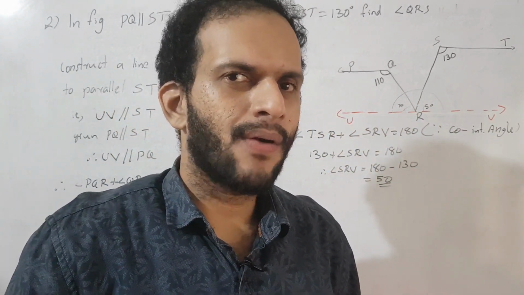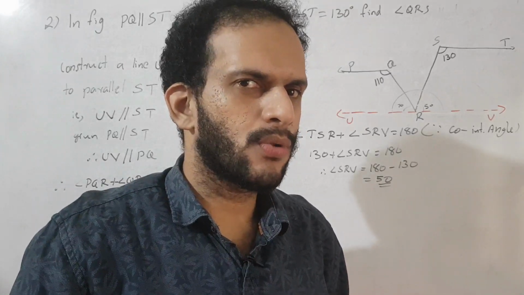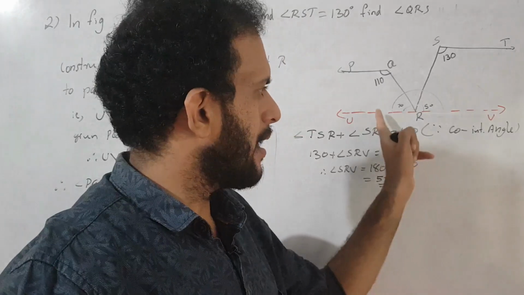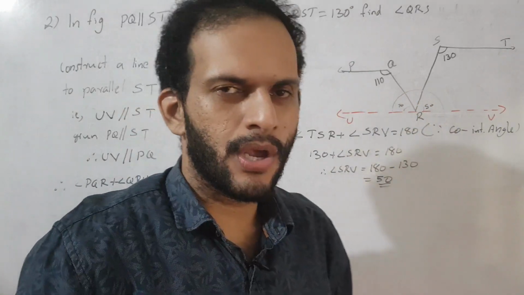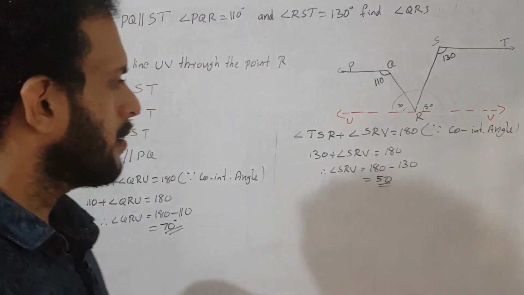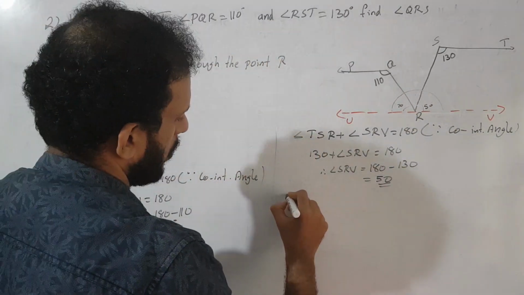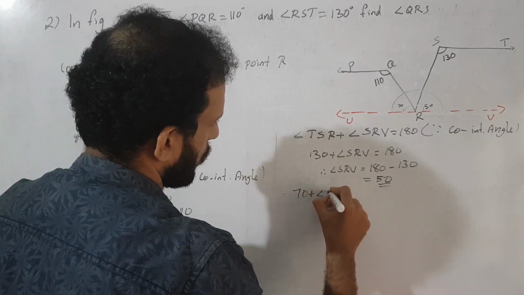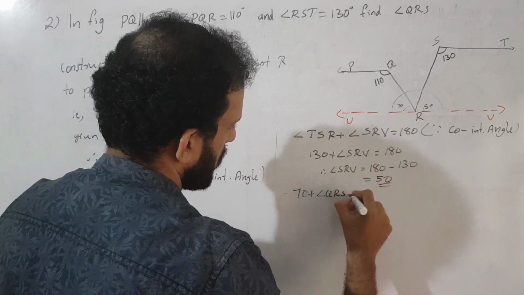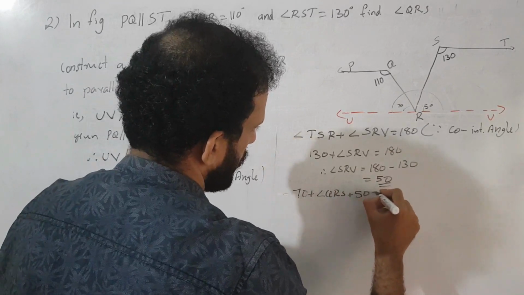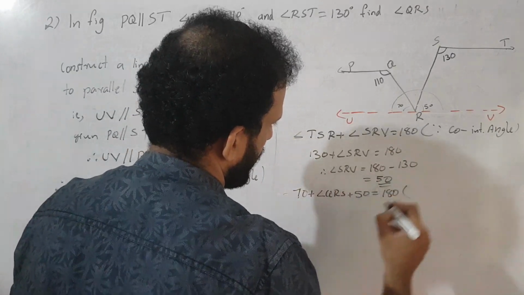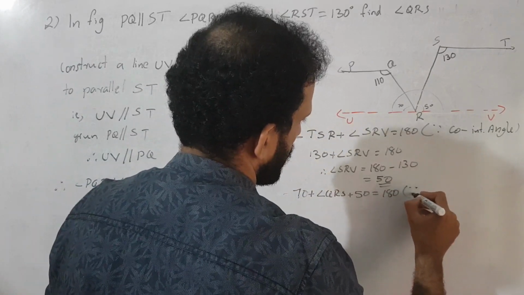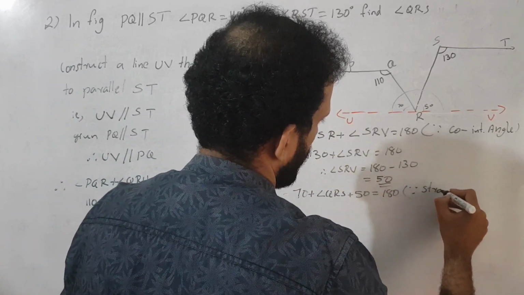Here we have an angle of more than 2, so it's not a linear pair. What is the idea behind this? It is a straight angle. Then we write therefore 70 plus angle QRS plus 50 is equal to 180. What is the reason? Since straight angle.